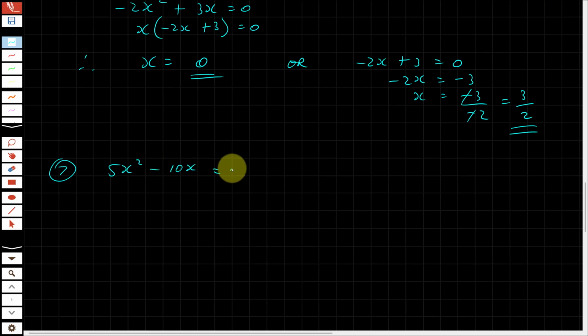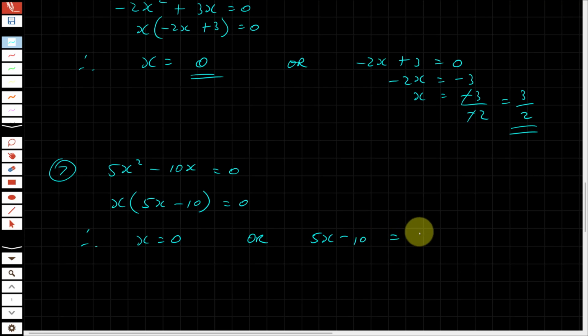This one here, 5x squared take away 10x equals 0. Once again we can factorise the left hand side, take out the common term x, then solve each term separately. So x equals 0 or 5x take 10 equals 0. And we can rearrange the right hand side there to get the answer for x. In this case it's equal to 2.